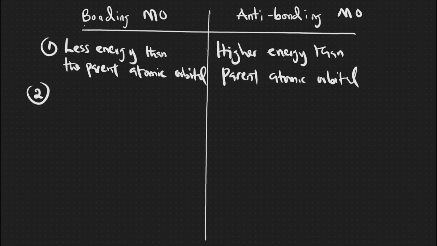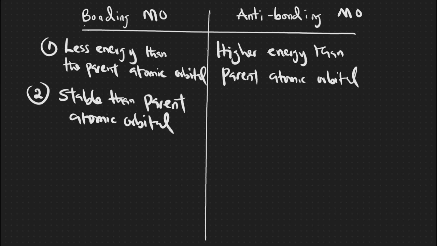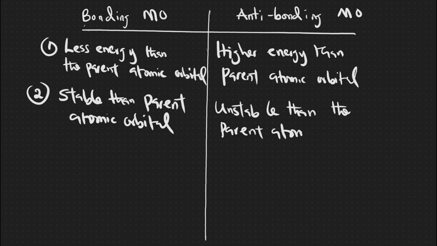Number two, as we've said, the bonding is always stable compared to the anti-bonding. So we say it's even more stable than the parent atomic orbital. The anti-bonding is always unstable, right? The fourth thing we should notice is that the electrons will always prefer to stay in the bonding, right?